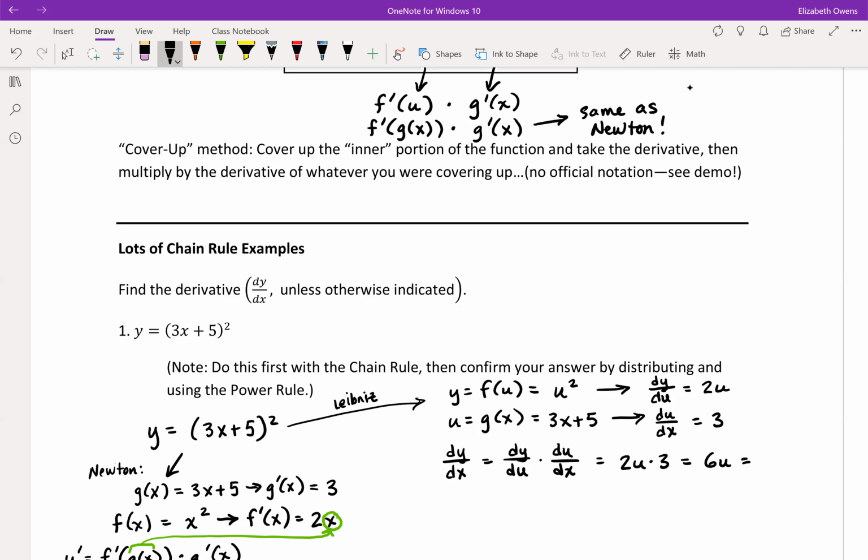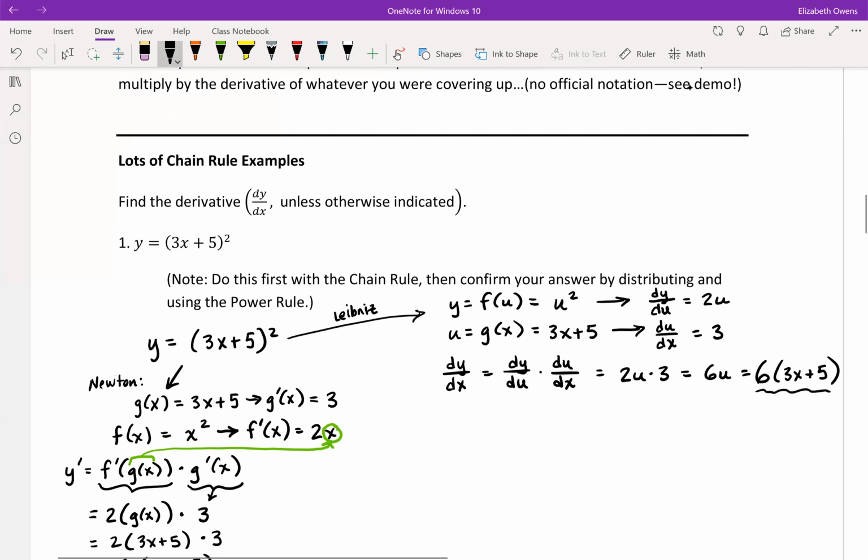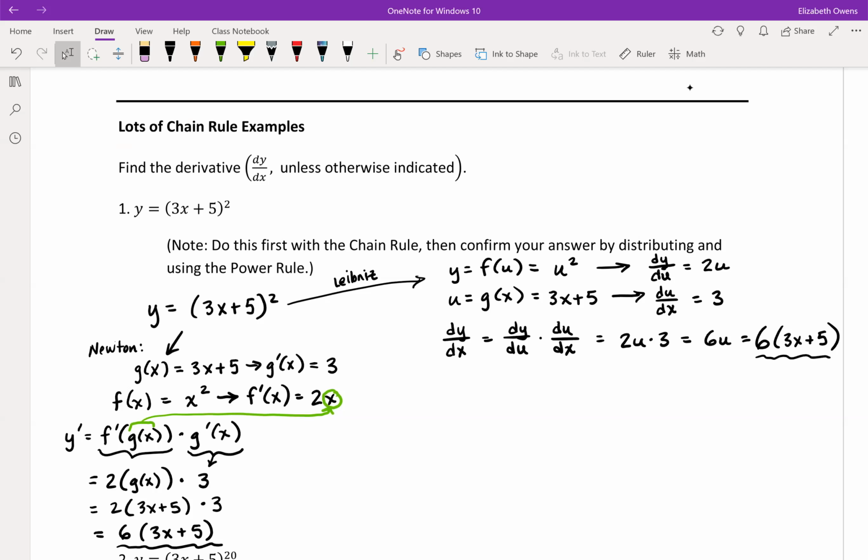But then to get everything back in terms of x, because that's how we want it, you would put in the fact that u, again, is 3x plus 5. So that would be 6 times (3x plus 5). Boom. Exactly the same as we got from Newton. All right.